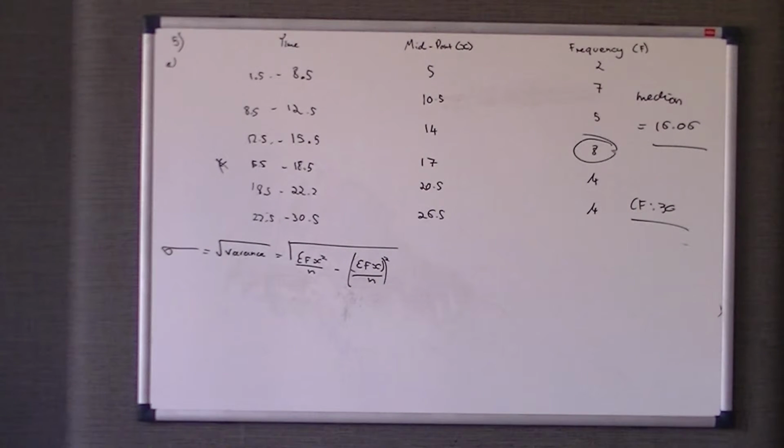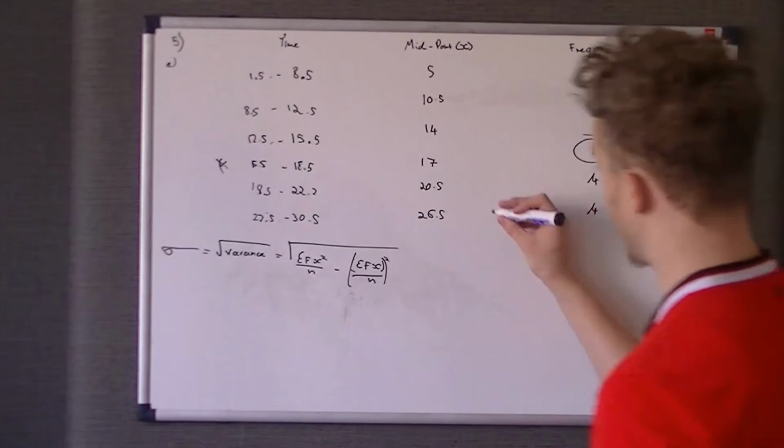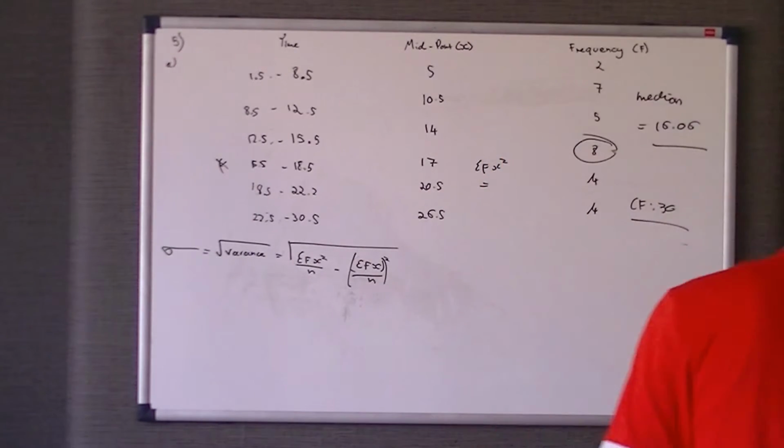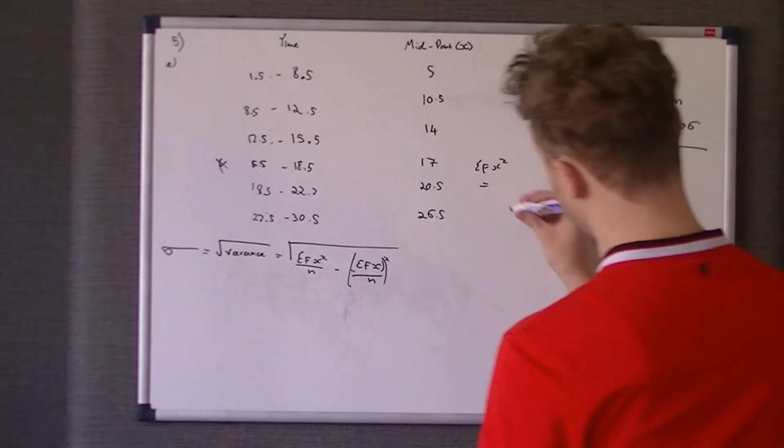In other words, you can apply that formula to other situations. Anyway, one thing I've not written down, we are told that the sum of fx squared, so there's a bit of a head start, is 8,603.75.